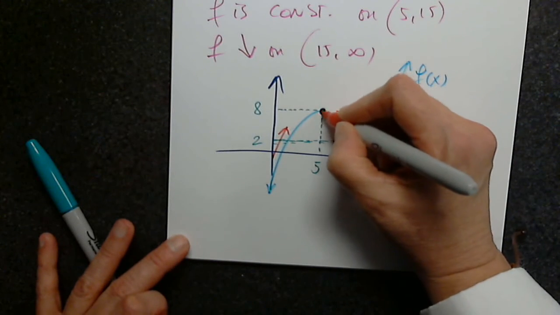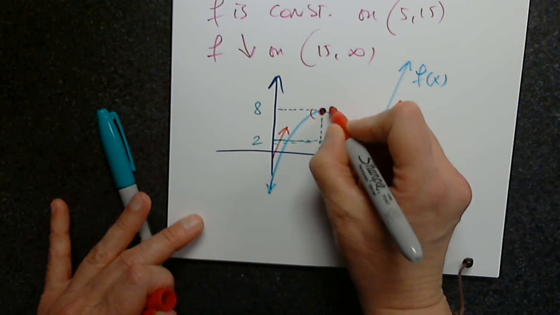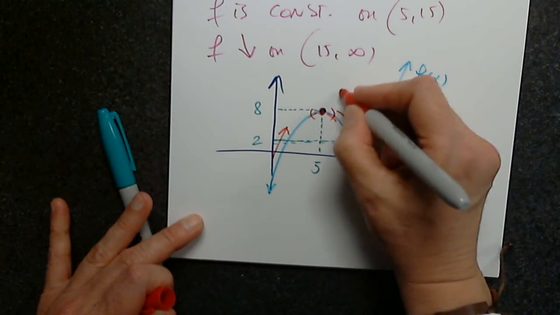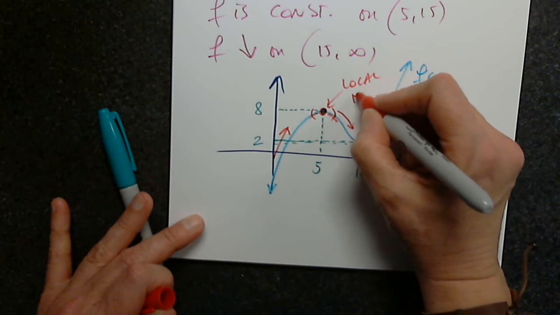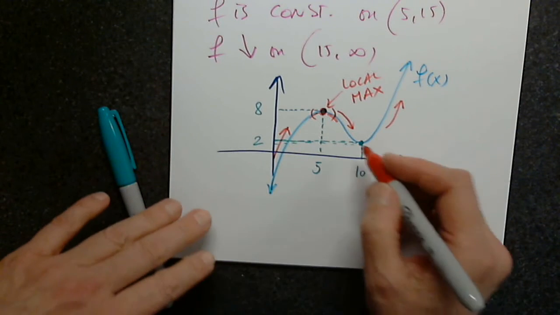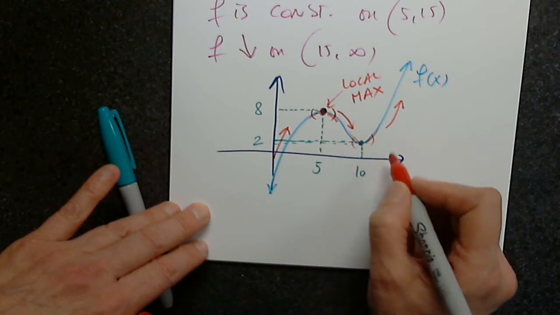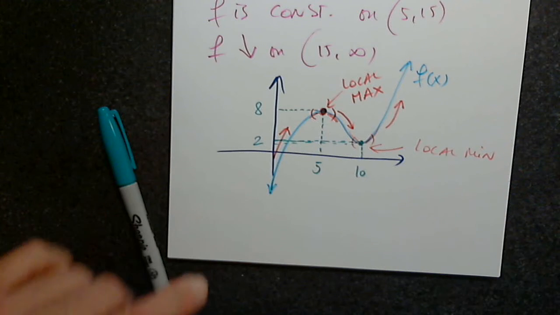This point, because I can show an interval left and right where all these values are smaller than it, will be a local, what do you think? Local max. This point, because I can show an open interval where all these values are higher than it, what do you think? It will be a local minimum.